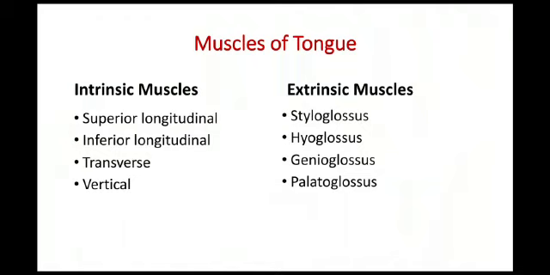So intrinsic are superior longitudinal, inferior longitudinal, vertical, and transverse. Extrinsic muscles which are coming from the styloid process are called styloglossus, from the hyoid bone called as hyoglossus, from the genial tubercles of the mandible called as genioglossus, and from the palate called as the palatoglossus.